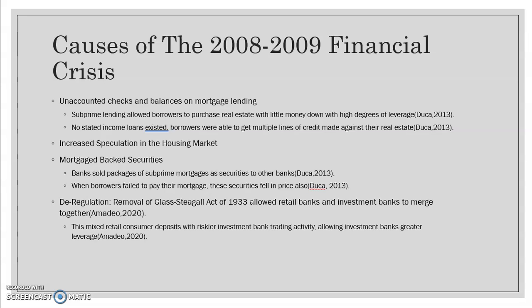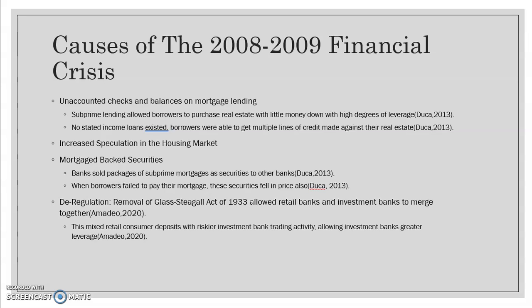Alongside with that, you didn't have to state any type of income, so-called no-income-stated loans. You didn't have to prove that you made X amount of money. People could get multiple lines of credit on a property. You can get second mortgages, third mortgages, fourth mortgages, fifth mortgages against property, and use that to buy more real estate, leveraging up your properties.